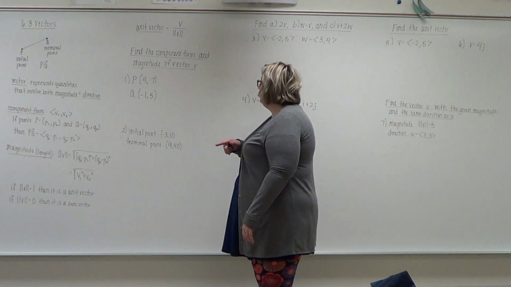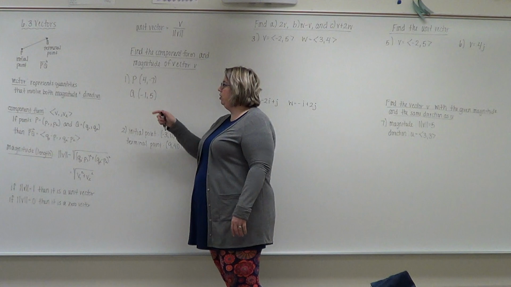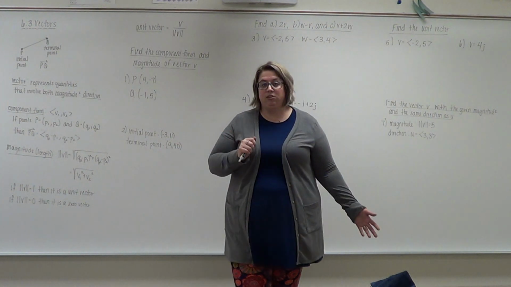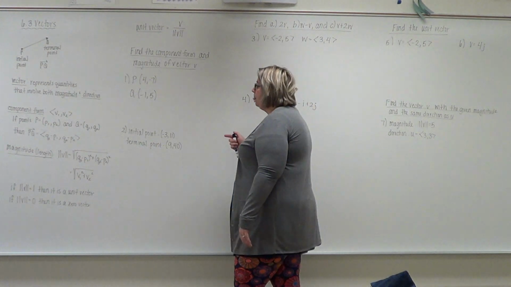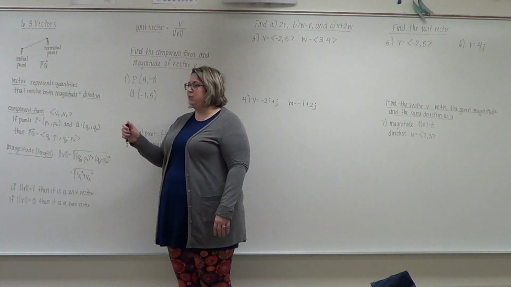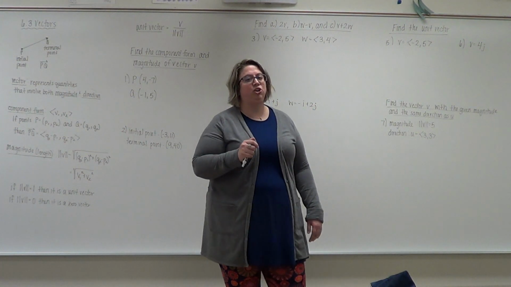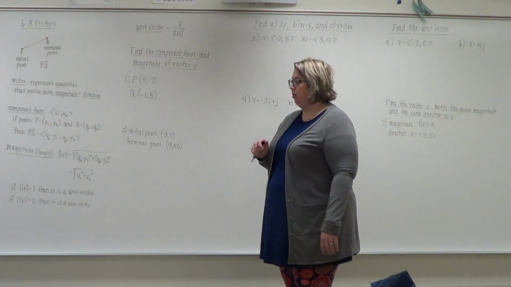If you're not told which is which, like in this first one where I'm only given P and Q, initial would be the first thing in the alphabet, and terminal will be the second. That's how you find the component form. That's the biggest thing to remember, because if you go backwards, you're going to have your signs all messed up.